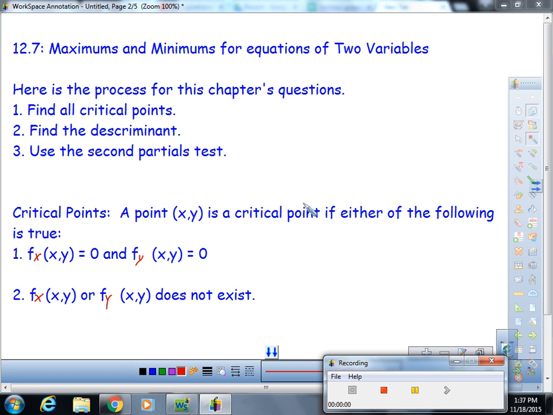Find the critical points. Find the discriminant. You don't know what that is, and that's not that good of a word, but that's what we're going to call it because that's how I heard it referred. And then use the second partials test to determine if these critical points are relative maxes, relative mins, or saddle points. Now we are in the spot where a point could be a relative minimum and a relative maximum at the same time.